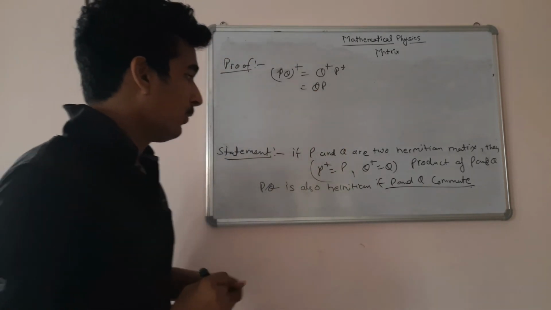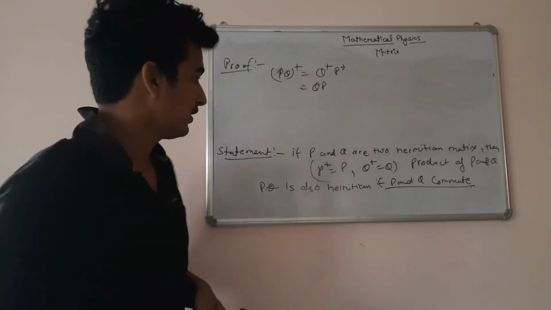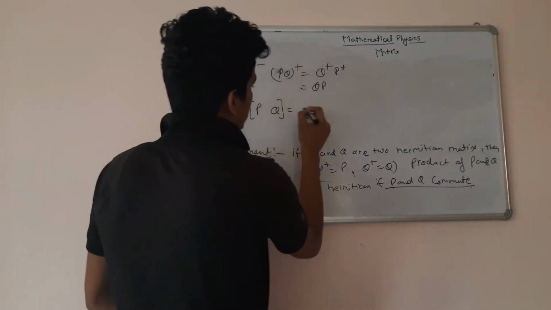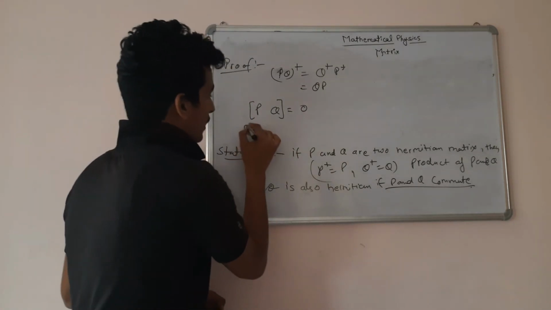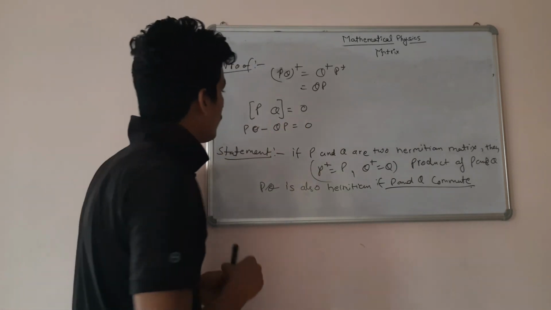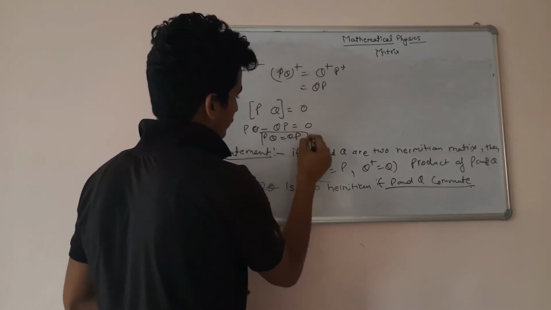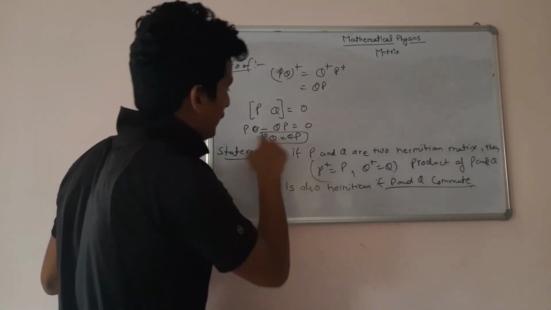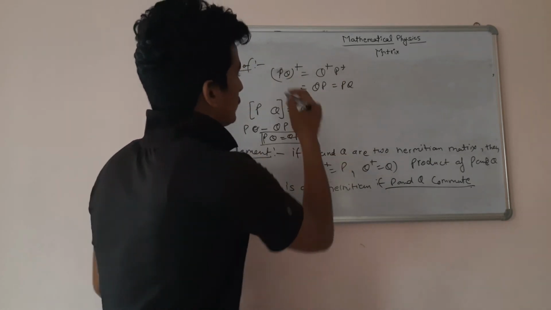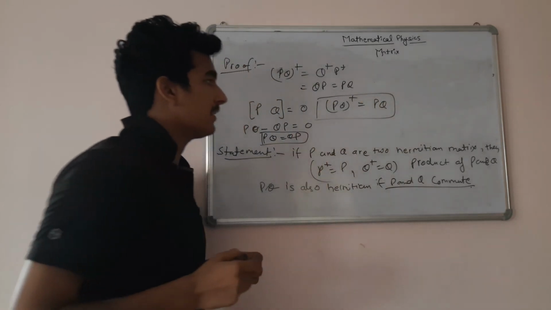Okay, what is commutation? How can we say P and Q commute? This is the symbol of commutation, and this means PQ minus QP equal to 0. This is the condition for commutation of two quantities or two matrices, and this gives PQ equal to QP. So if P and Q commute, then PQ equal to QP equal to PQ. So this will give us this result, and this is our required result.